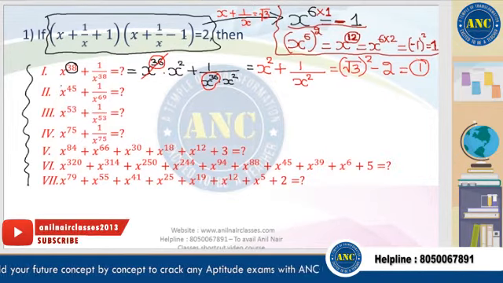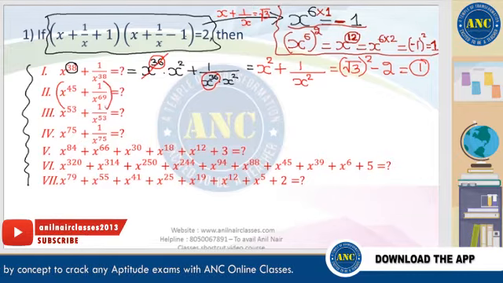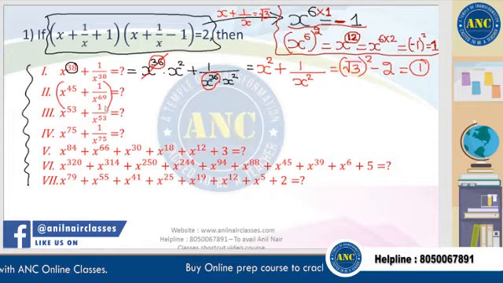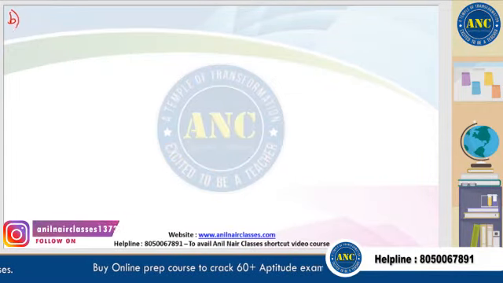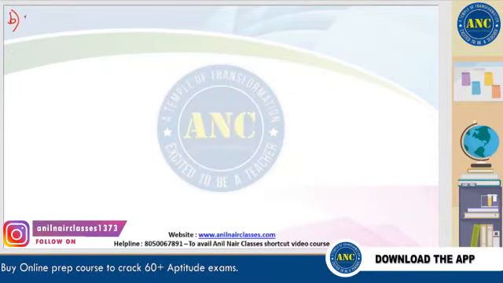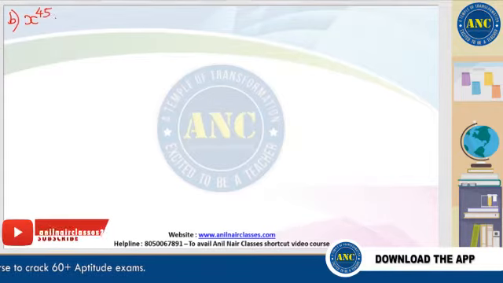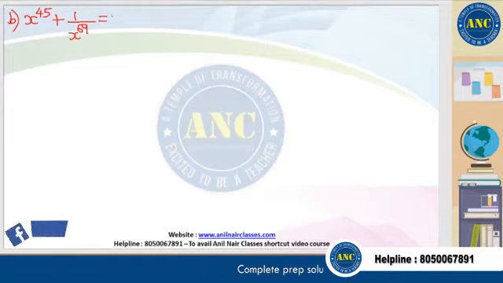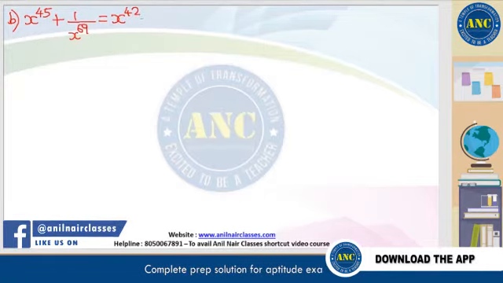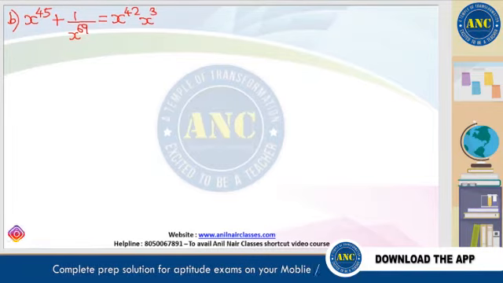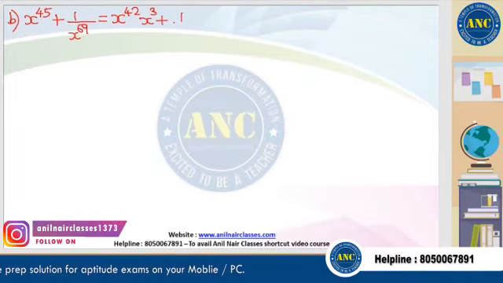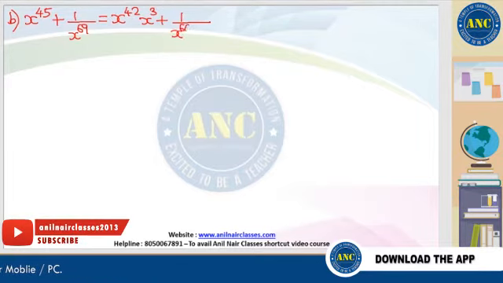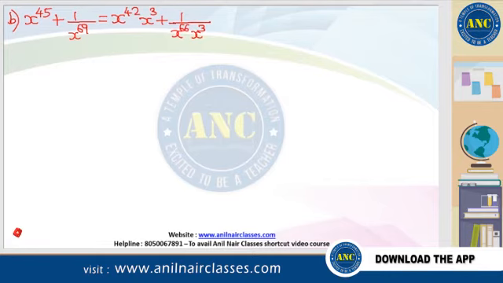Now see here, second sub question: x power 45 plus 1 divided by x power 69. Let me write it here if you are getting confused in one screen itself. Now observe carefully. 45, I can write it as 42 plus 3, so x power 42 into x power 3. Similarly, 69 can be written as x power 66 into x power 3.